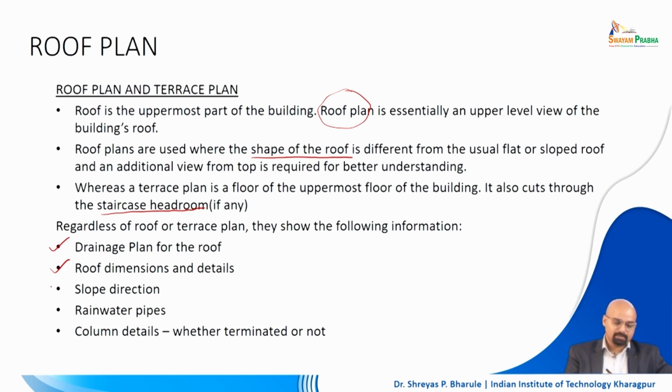If a slope is being given, what is the direction of the slope of the sloping roof? That is to be mentioned. The location of the rainwater pipes is to be mentioned. The details of the rainwater pipe is to be mentioned.